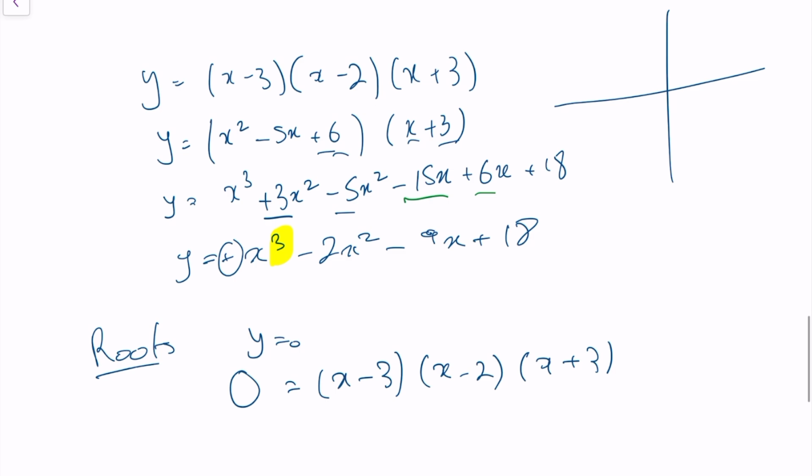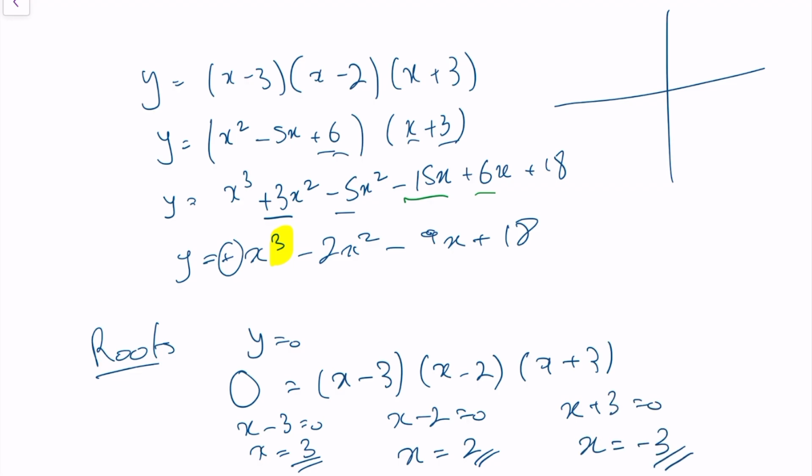And then we're going to assume that each of these brackets equals 0. So x minus 3 equals 0, therefore x is going to be positive 3. That's one solution. x minus 2 equals 0, and therefore x is going to be positive 2. That's the second solution. And then x plus 3 equals 0. That means the third solution is x is negative 3.